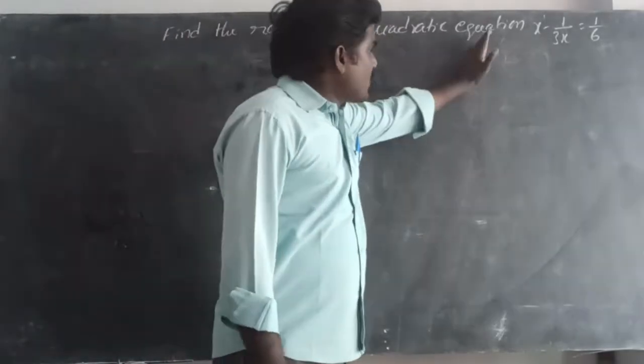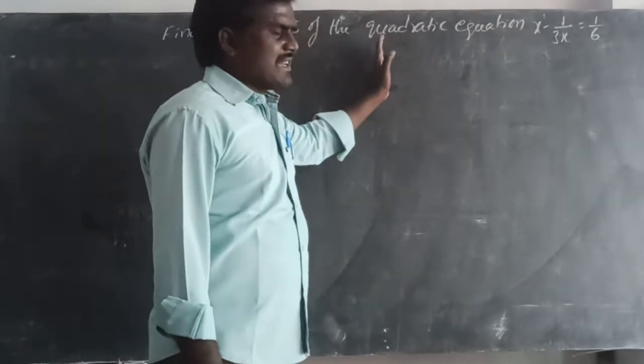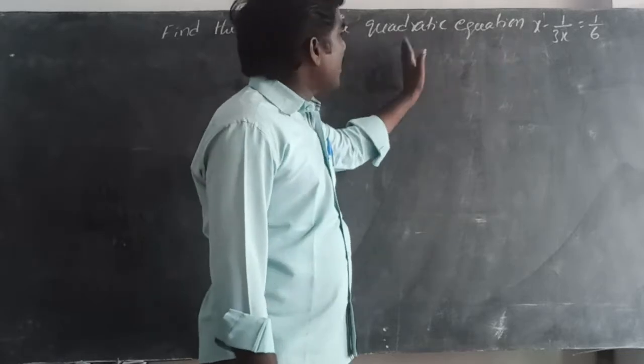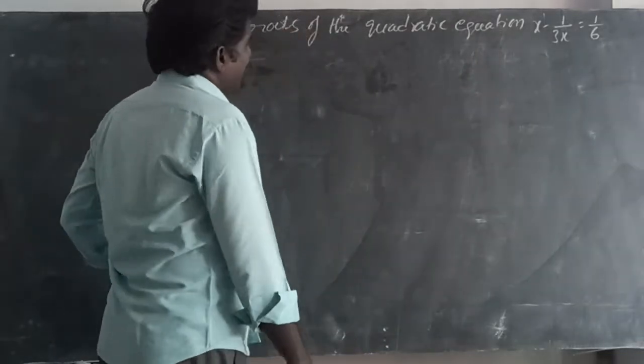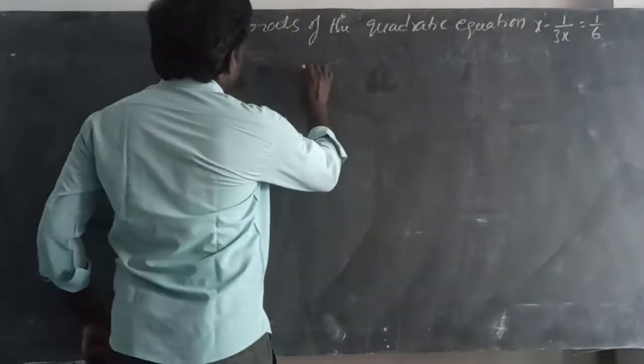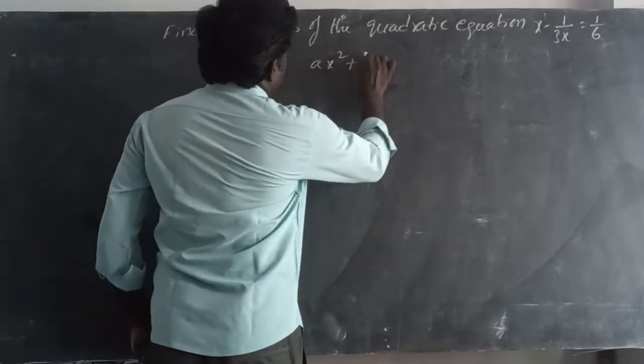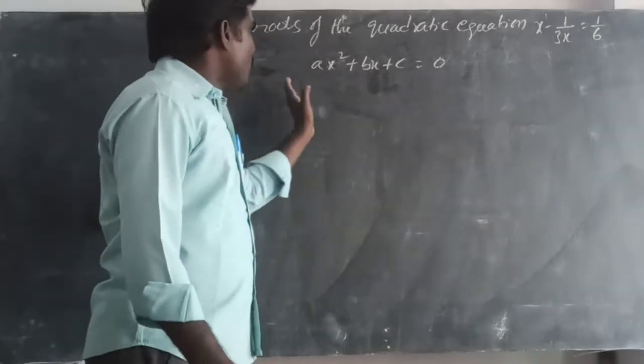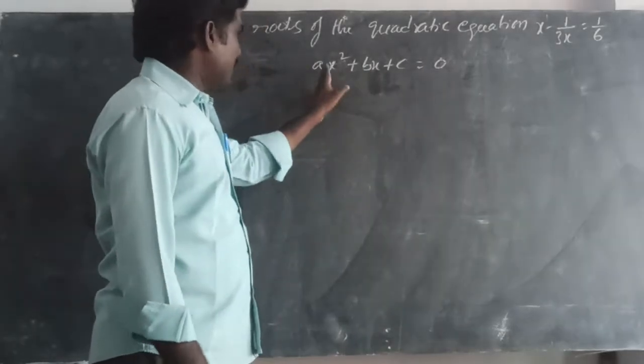Okay, quadratic equation means what? The quadratic expression which is equal to 0 is called what? Quadratic equation. So here, what is the general form of a quadratic equation? ax square plus bx plus c is equal to 0. Here how many terms are there? 3 terms. 1, 2, 3.